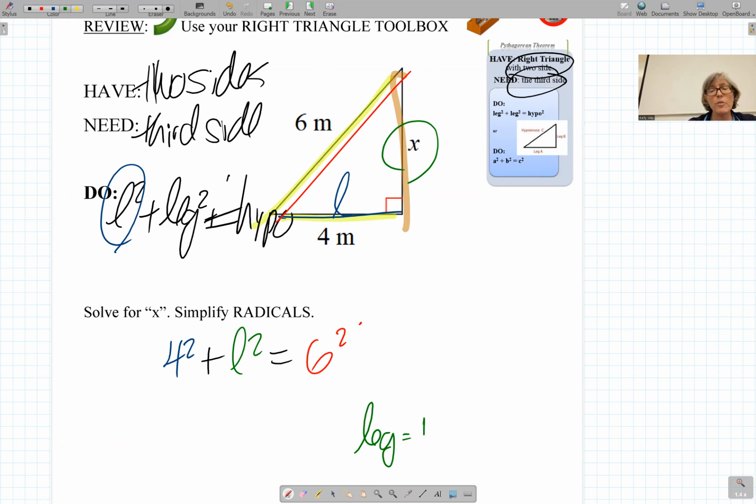Simplified radical form would look like this, something root something, and I will be checking that individually. I will be looking for accuracy. Lack of accuracy, you will get docked half a point. Pause the video and finish.